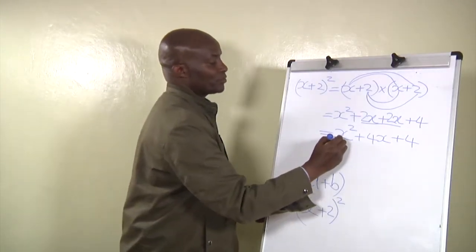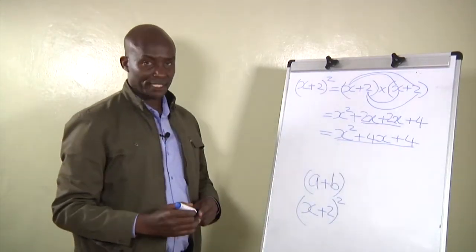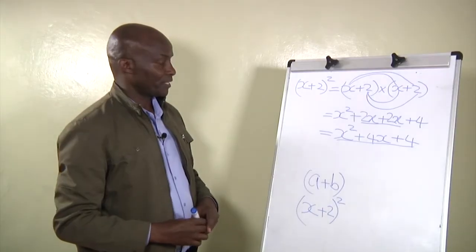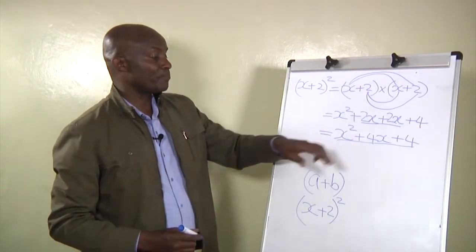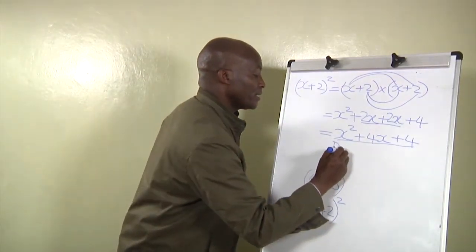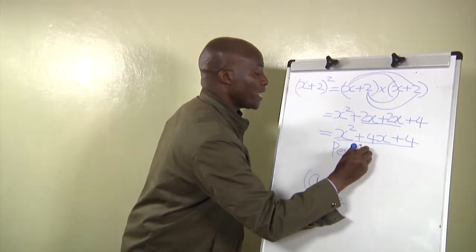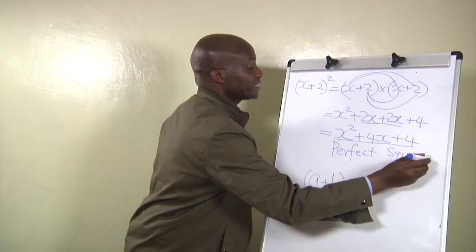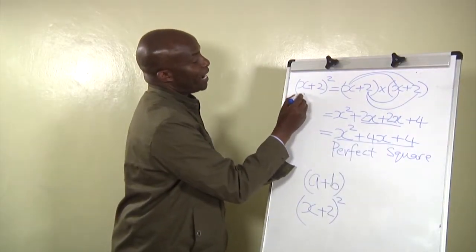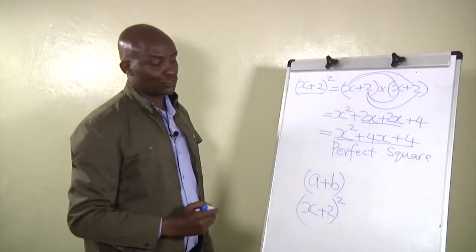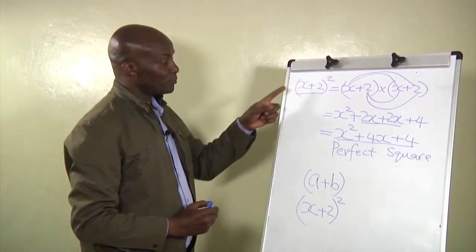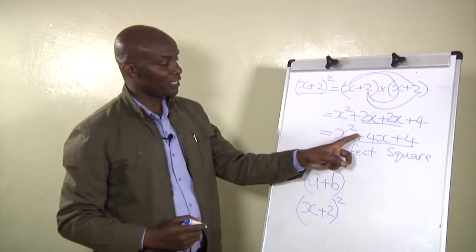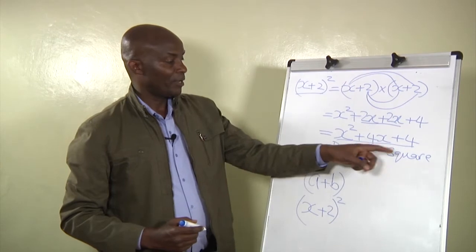So this is what we are referring to as a quadratic expression. Now this quadratic expression is a perfect square. It's a perfect square because it can be written as the square of x plus 2. X plus 2 whole squared is equal to x squared plus 4x plus 4.